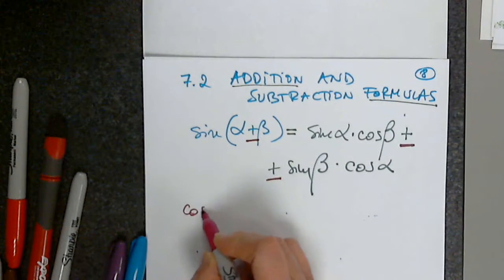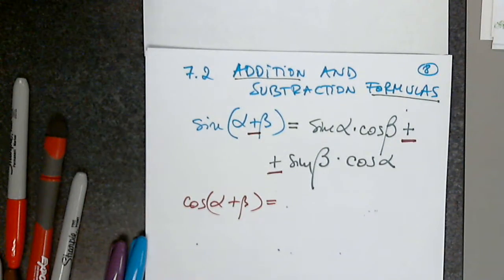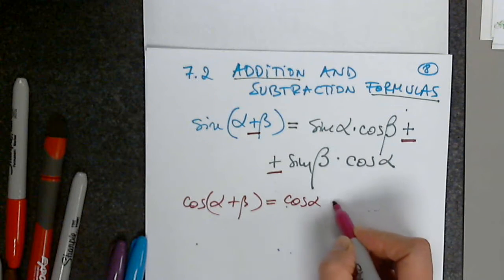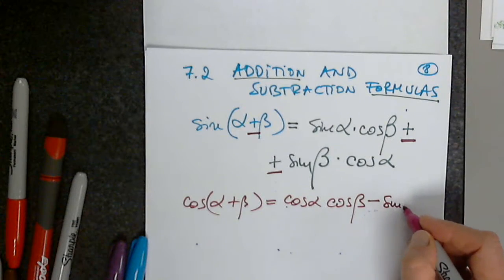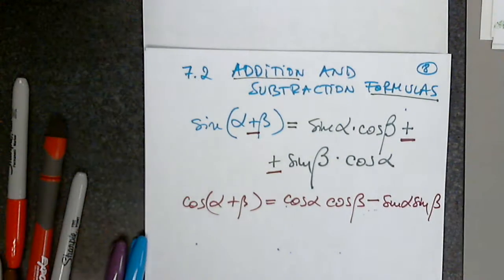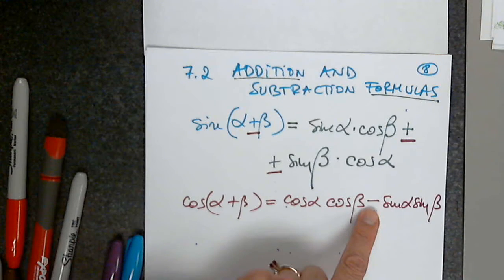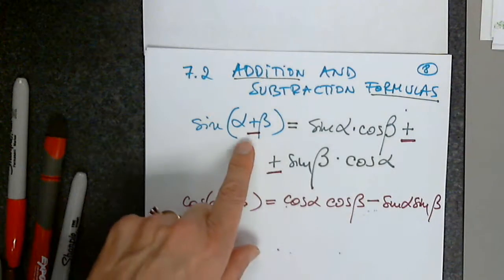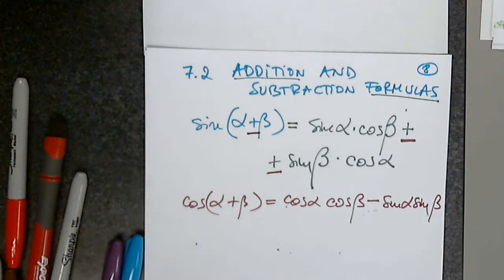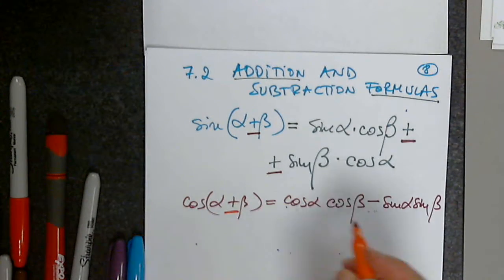Now for cosine, cosine of alpha plus beta is very different from sine. The formula is cosine alpha times cosine beta, but minus sine alpha sine beta. Notice what happens here. If in the middle I have plus, then there is a difference, which was not the case with sine. If I have plus, then I have plus. If I have minus, then I have minus for sine. But for cosine, signs are reversed. So if I have minus here, then I will have plus here.